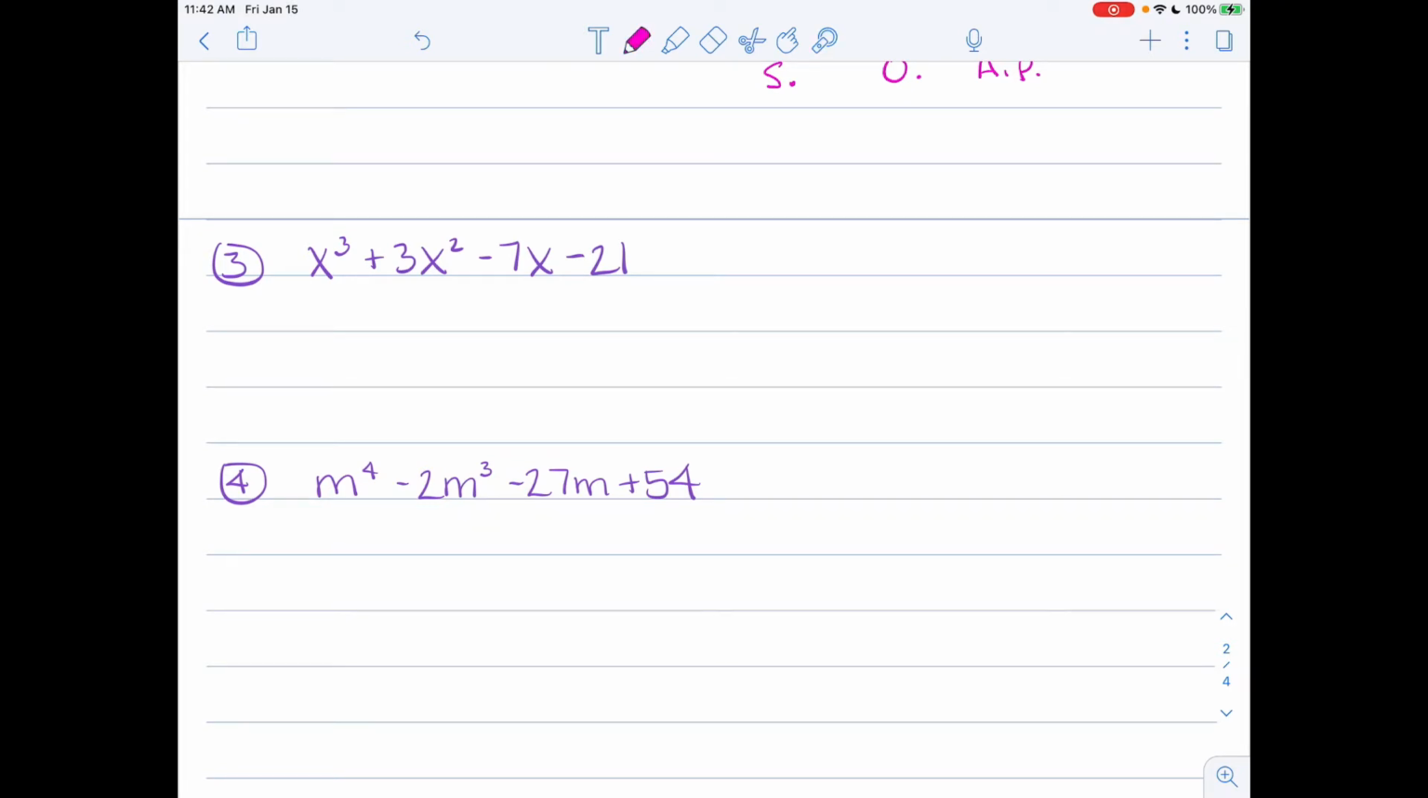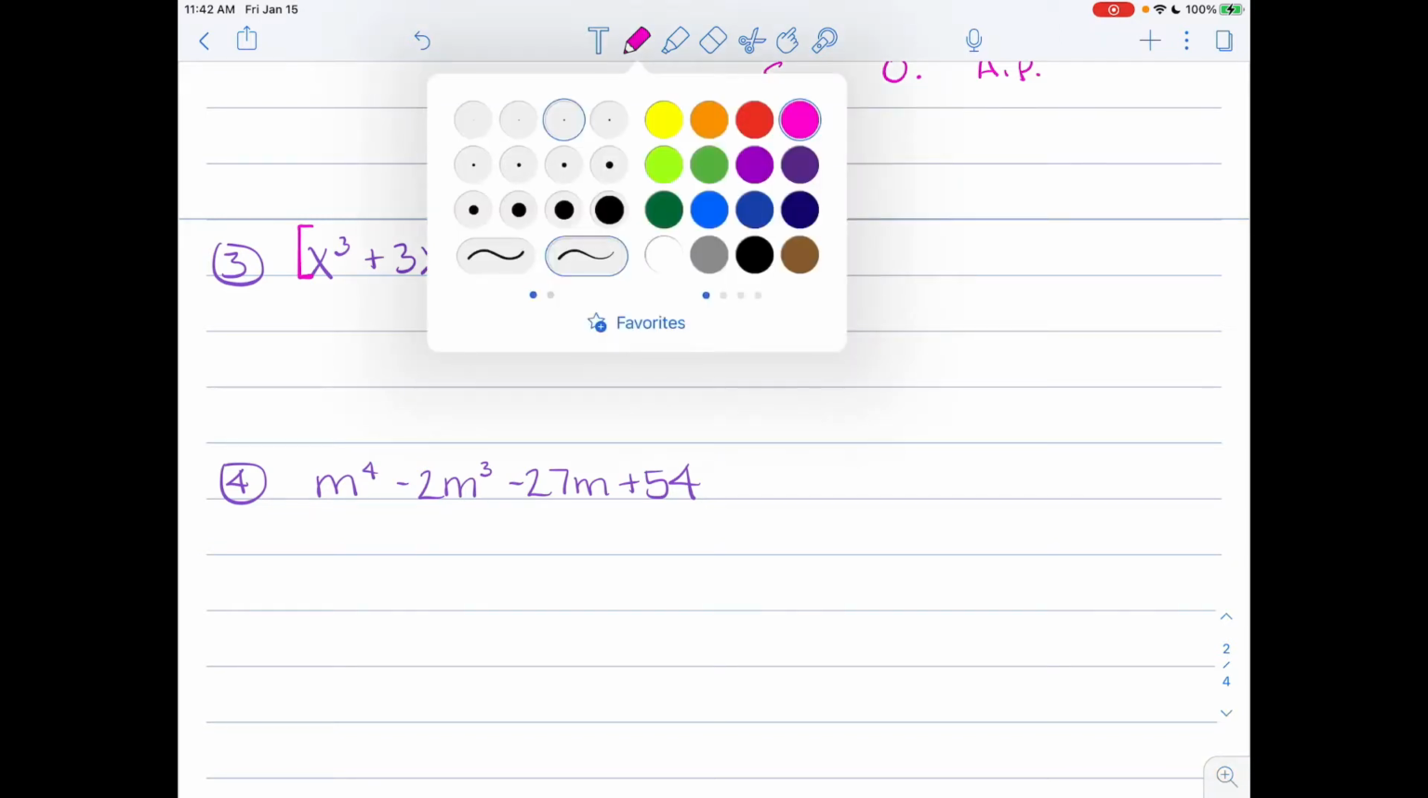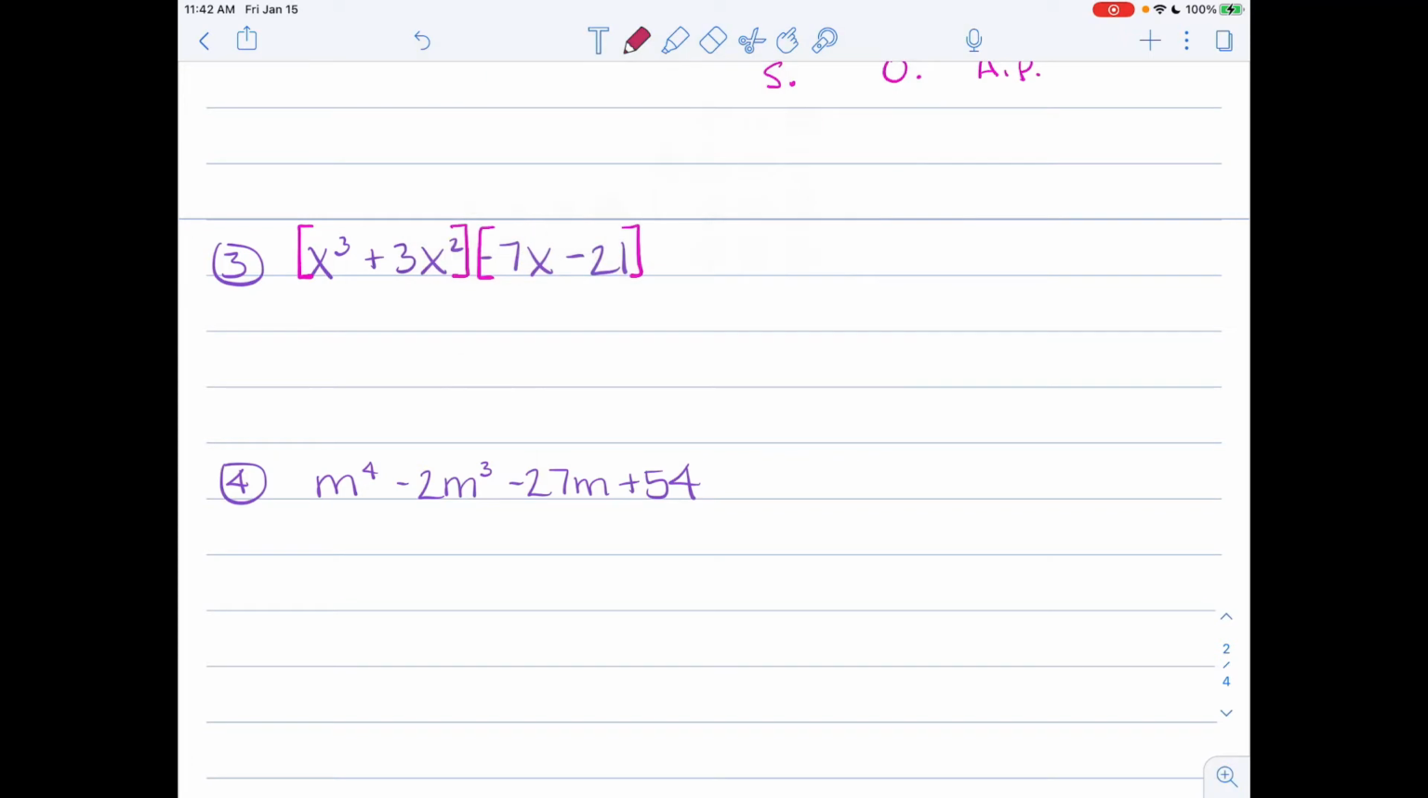So the first thing we notice is that we don't have a GCF to factor out of the entire polynomial. So the first part of grouping is to group our polynomial into 2 smaller polynomials. We're just going to bracket off the front half and the back half. Now we want to look at each set of brackets we just created and find a GCF for each.